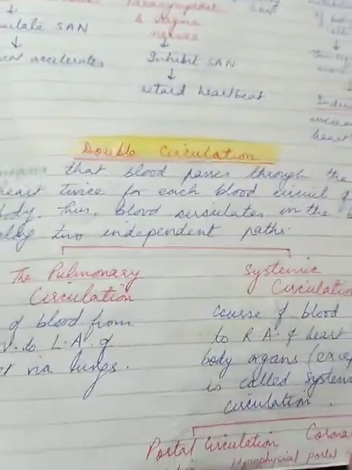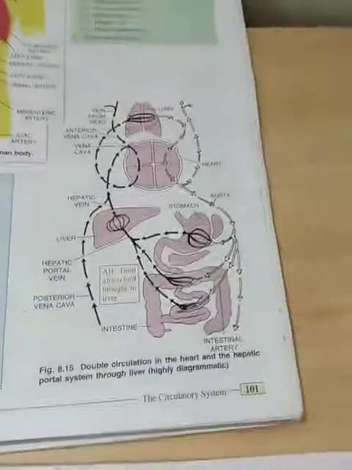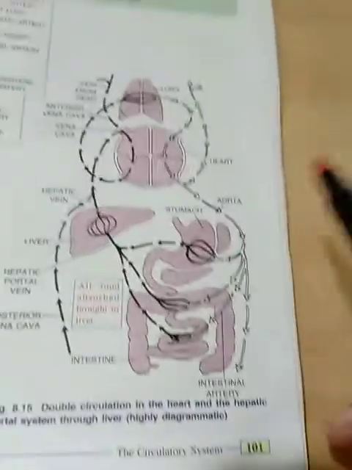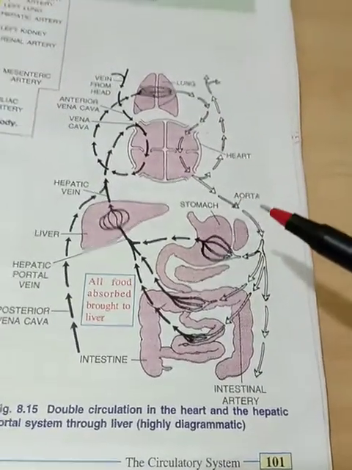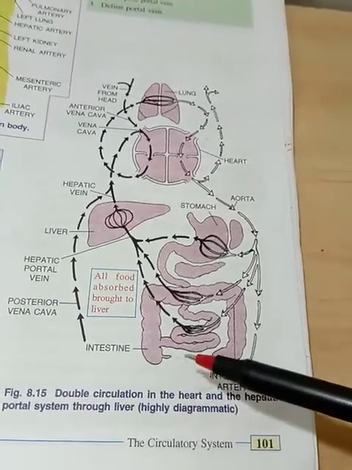Now, before I begin with this topic, children, I'd like to show you your very own diagram of the class 10 textbook. This is page 101 of your current textbook. That is the double circulation in the heart and the hepatic portal system.